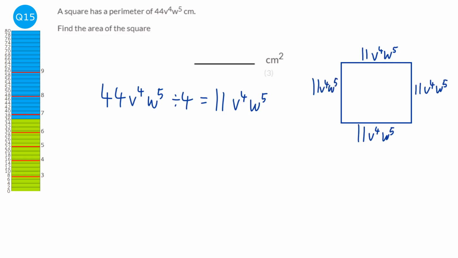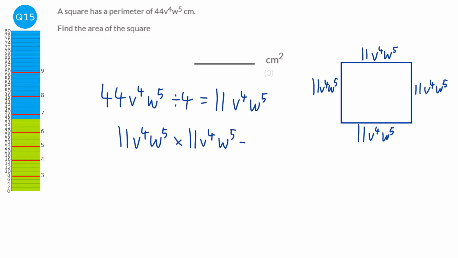It's just going to be 11 lots, another 11 lot, another lot of 11, and another lot of 11. So it's 44 v to the power 4, w to the power 5 in total. And to work out what the area is, we obviously are going to square that. So we're going to do 11 v to the power 4, w to the power 5, and we're going to just times it by itself, which is what squaring means.